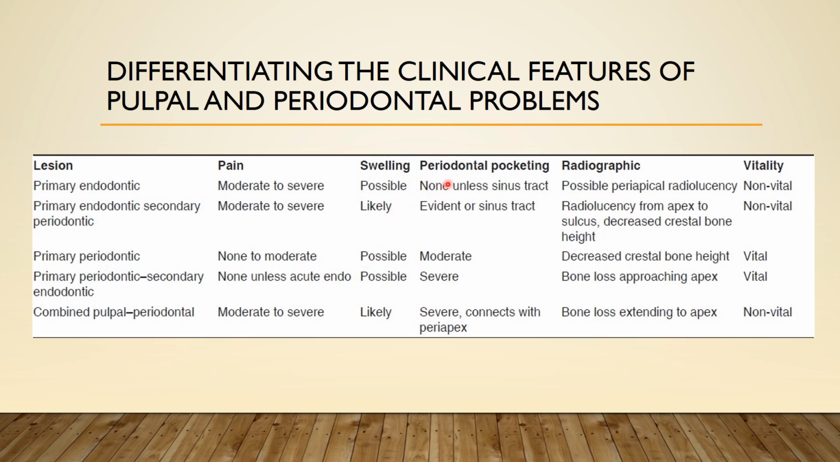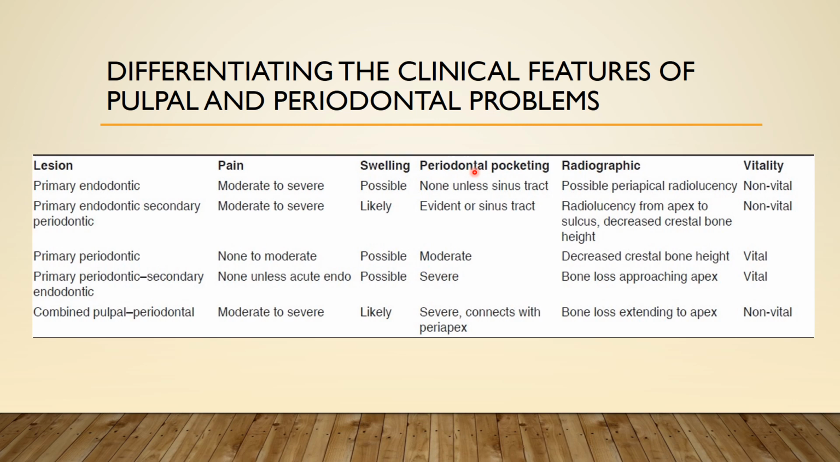Okay, coming to the periodontal pocket, as you know, in primary endodontic there will not be any periodontal pocket unless there is a sinus tract. In primary endodontic secondary perio, a pocket or sinus tract will be evident. In primary periodontic, you will get a moderate pocket depth. In primary perio secondary endo, you will get a severe, deeper pocket depth. And in the combined pulpal periodontal lesion, you get a severe pocket depth which connects with the periapex.